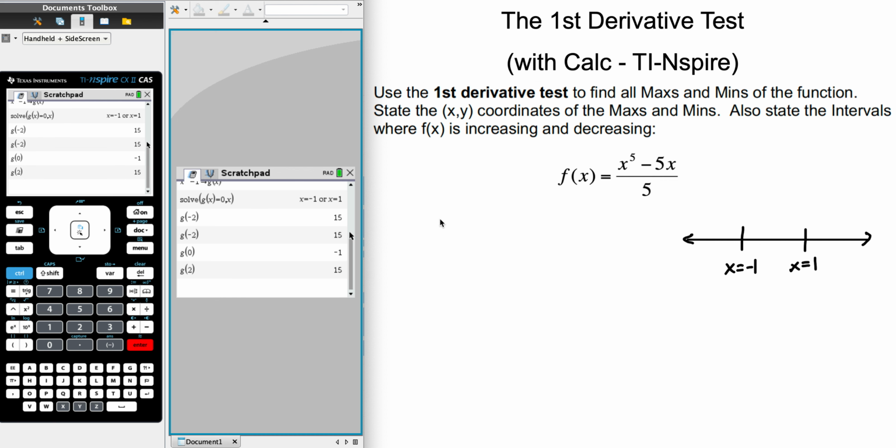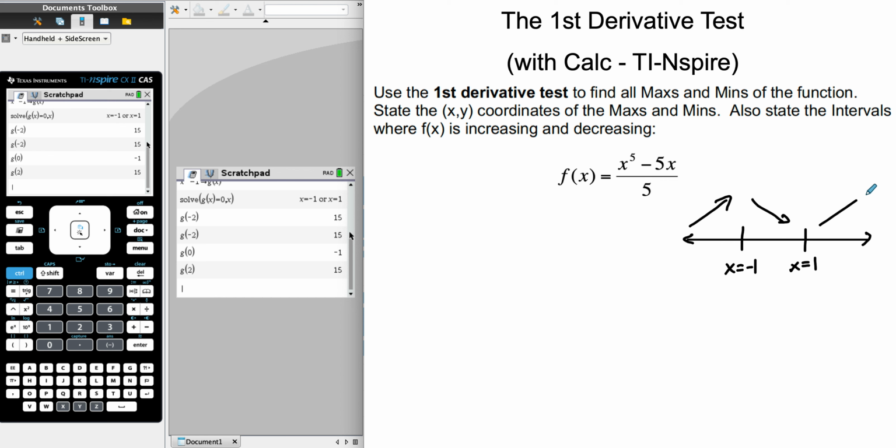So that means we can draw some arrows here to help us understand this. So it's increasing, then it's decreasing, and then it's increasing again. Notice if you draw the arrows like this, you can get a shape for the graph. So I already know that -1 is a max, but I don't know the y value yet, so I want to go ahead and figure that out.